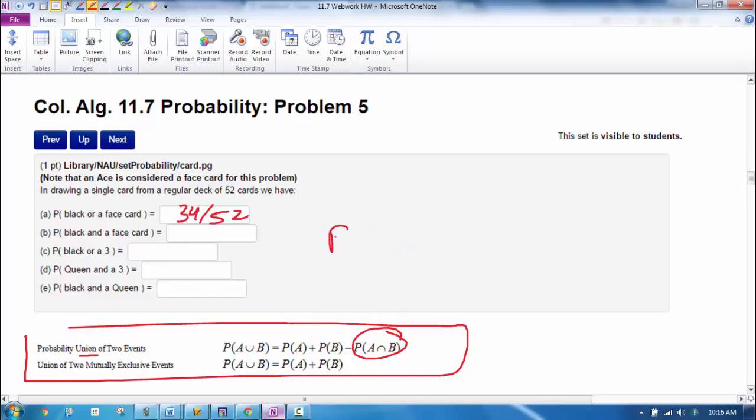So I just mentioned that for the probability that something's black and a face card, you just count the total up in the deck. There's 8 black face cards out of the total 52. So that'd be 8 out of 52.